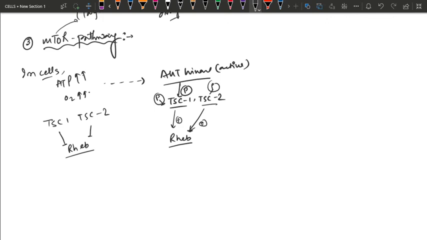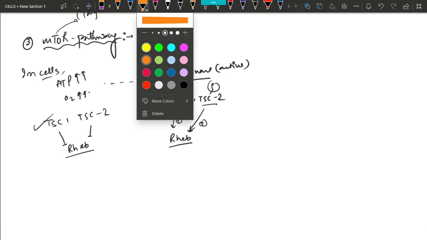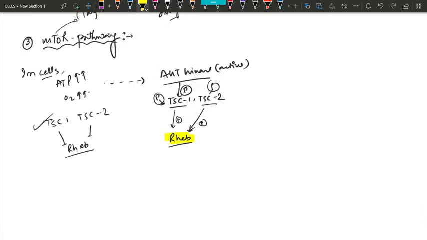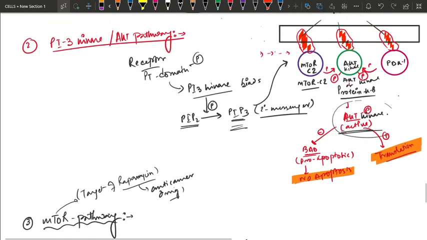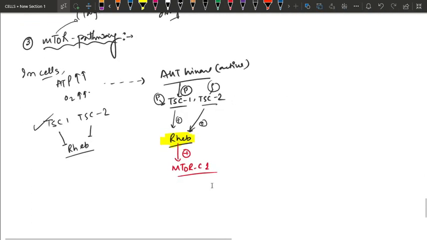So normally they inhibit, but when they are phosphorylated, they cannot inhibit. So Grb proteins are activated. Okay. Now when Grb protein is activated, it's a very important protein. Then it activates another important protein known as the mTORC1. Here this was mTORC2, this is mTORC1.